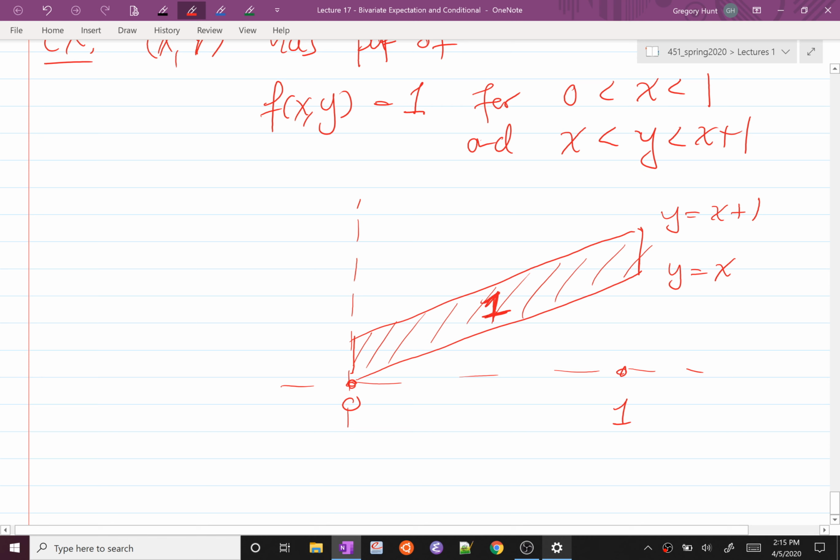All right, so it just defines a bivariate density. You can convince yourself this is a true, real density, but it's pretty simple. It's just basically uniformly distributed, not over a square, but over this trapezoid. And so let's calculate, in this case, the correlation between x and y.